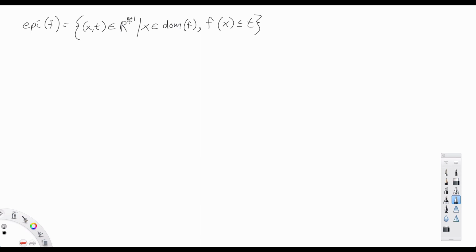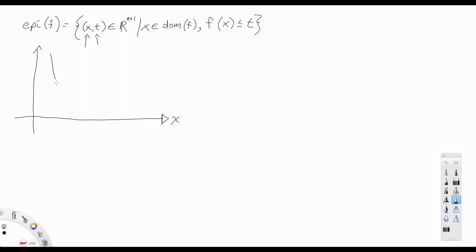And it's n plus 1 because we've taken x, which is of dimension n, and we are augmenting it with an additional variable t. So here we have this n plus 1 space, and we're looking for all of the points in this space such that x is in the domain of f, and our value of this additional variable t is always greater than or equal to f. So what does this mean? Let's suppose we have a univariate function. So n is equal to 1 and n plus 1 is equal to 2.